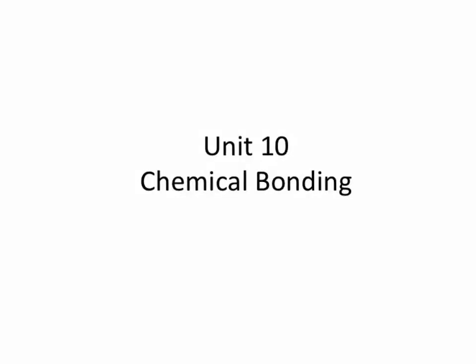So, Unit 10 is chemical bonding. We're going to talk about shapes, energies, the types of bonds, and we're going to talk about hybridization and some other stuff that you haven't seen before.